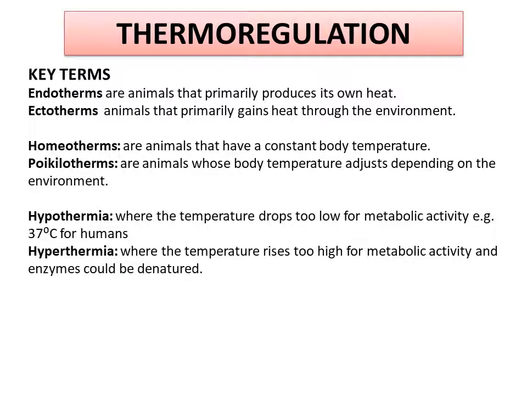Hypothermia, where the temperature drops too low for metabolic activity, which would be anything lower really than 37 degrees C. Now that doesn't mean that all metabolic activity stops, it just means it slows down, and it could slow down to the point where it's actually really quite dangerous. Hyperthermia, where the temperature rises too high for metabolic activity, and this is also dangerous because enzymes could be denatured, and very, very high temperatures can be fatal.